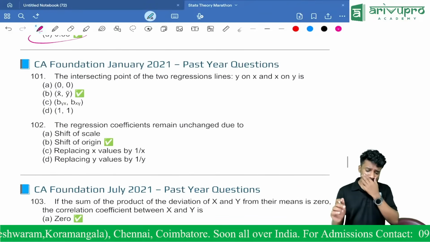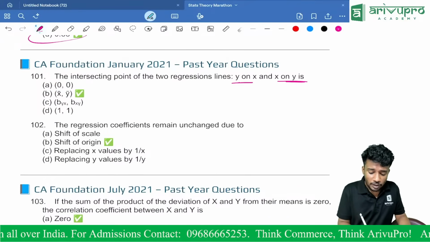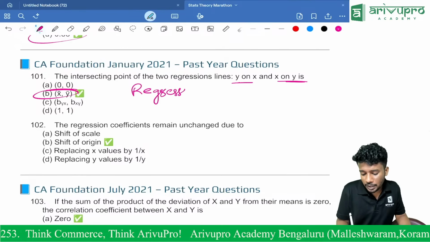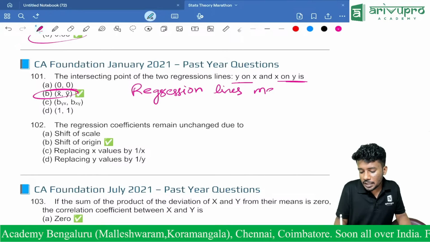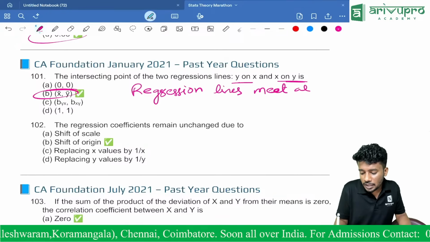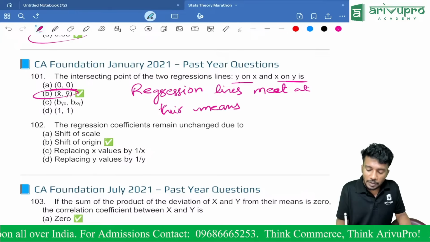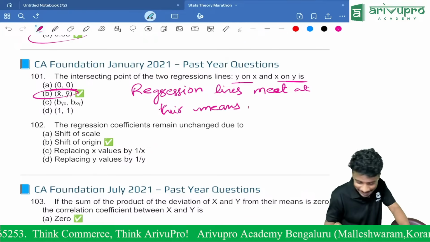Then the intersecting point of two regression lines, y on x and x on y, is what? They will intersect at their means. Remember, another one-word important question: regression lines meet at their means. Remember it, one of the most important questions. Okay, all the best everyone, do well.